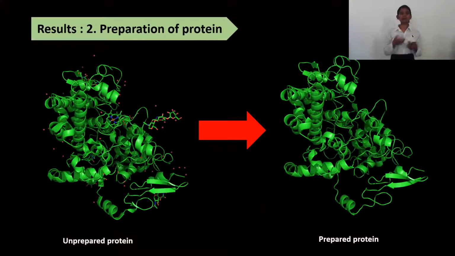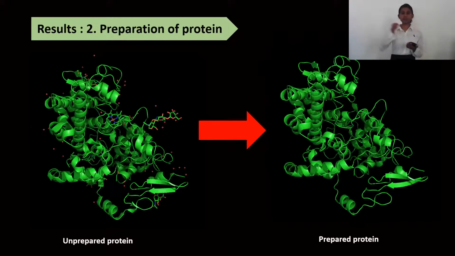As you can see, the unprepared protein consists of a large amount of unwanted bound molecules, and these red dots denote the water molecules. When preparing the protein, all these unwanted molecules were removed as they do not contribute to the binding. Similarly, water molecules were also removed in order to ease the computation and clear the active site.